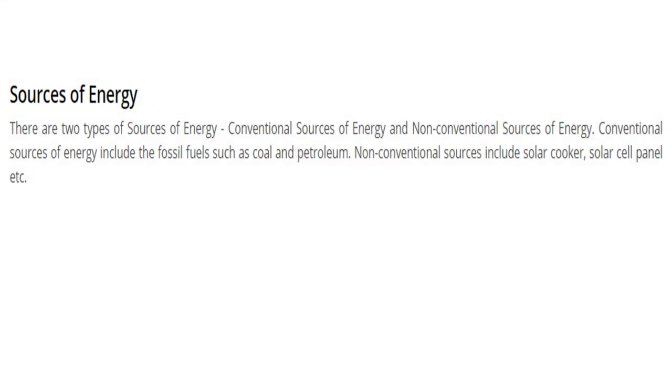Sources of energy. There are two types of energy sources. One is conventional source of energy, the other is non-conventional source of energy. The conventional source of energy which we are employing right now, mostly, they include fossil fuels like the coal and the petroleum or the petrol products. The non-conventional source includes solar cooker, solar cell panel, there are various. We'll be discussing that.